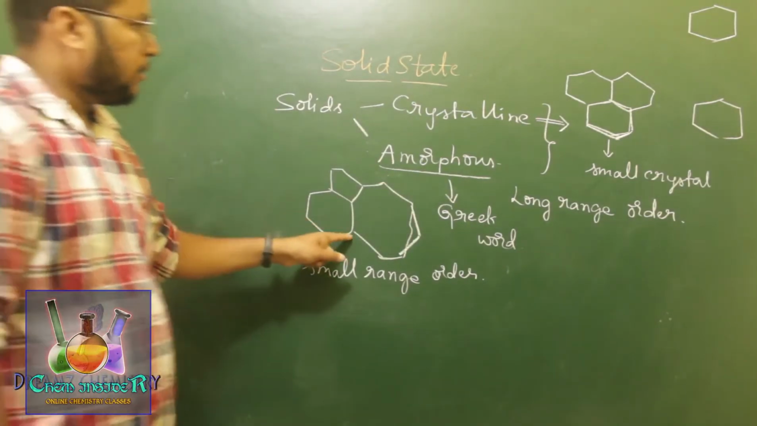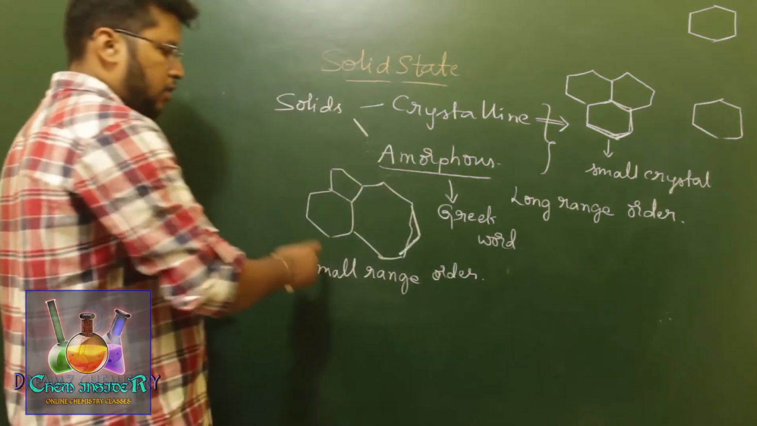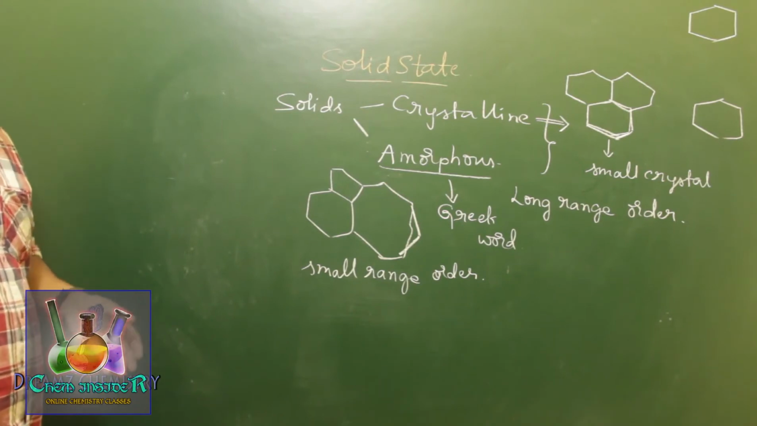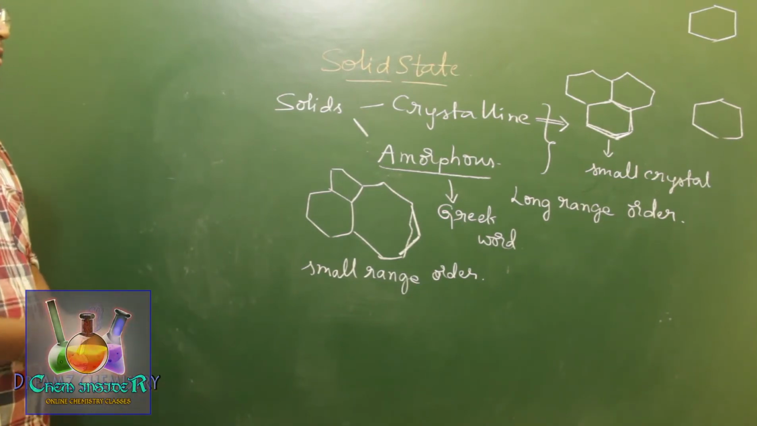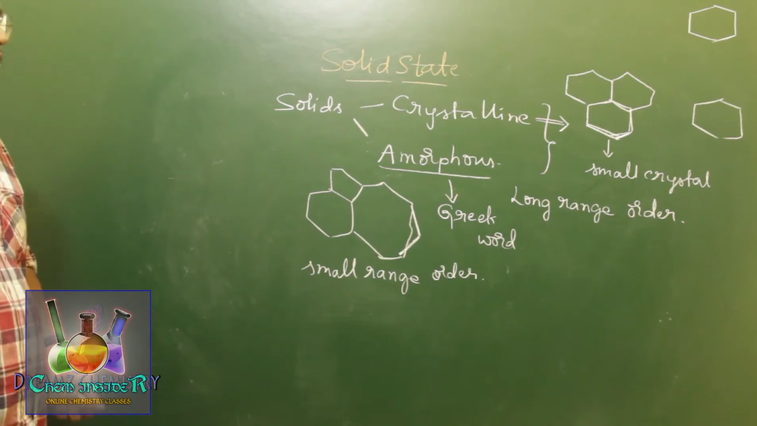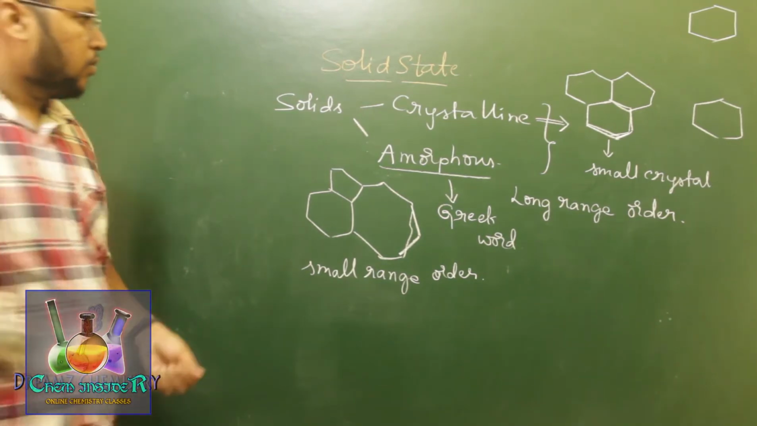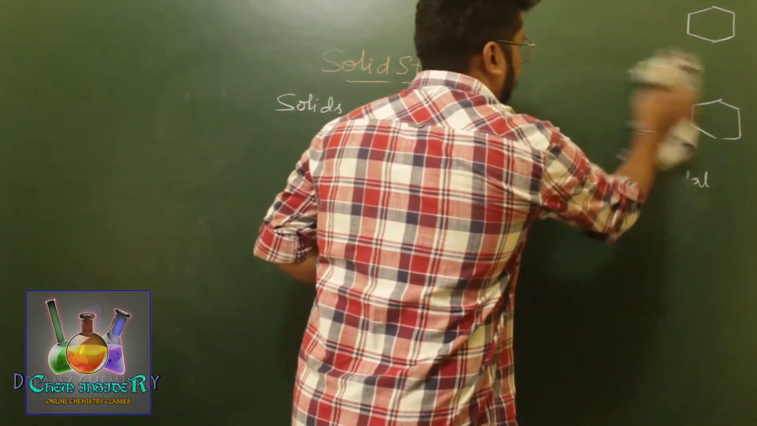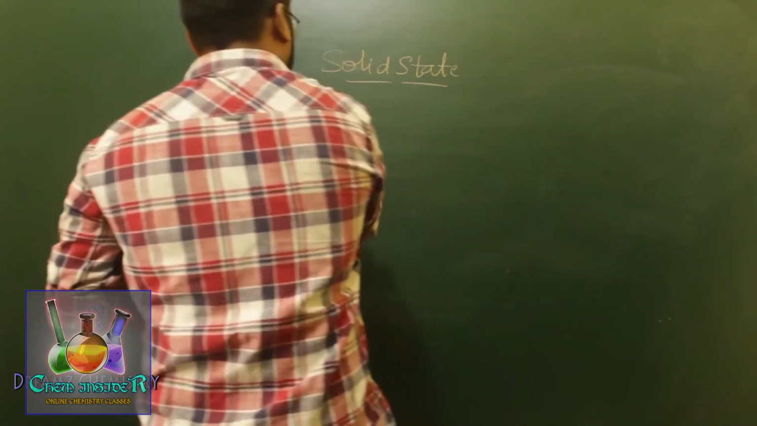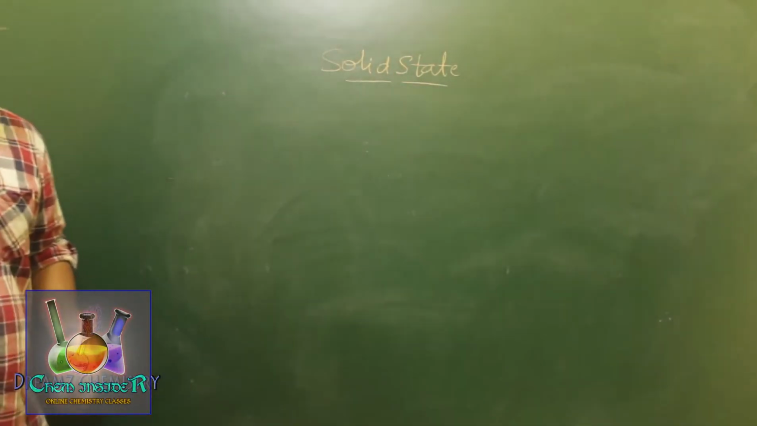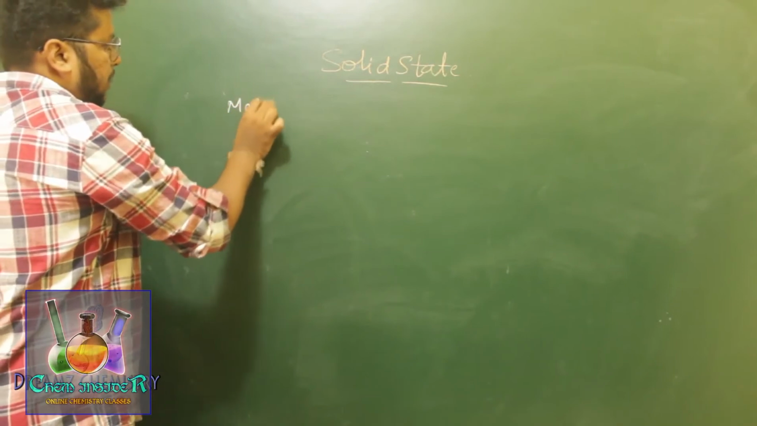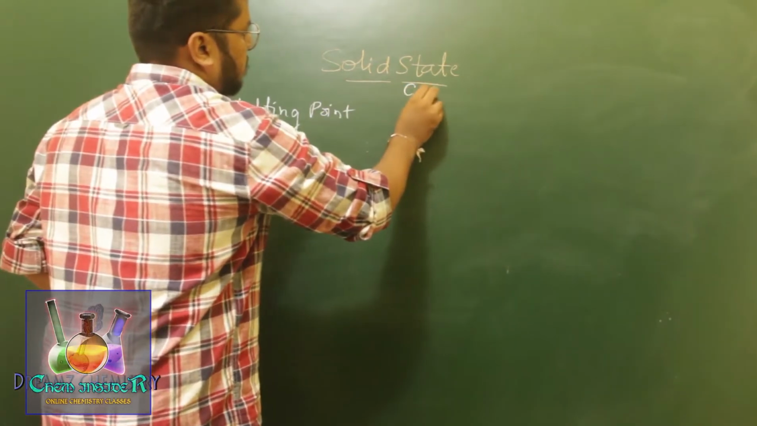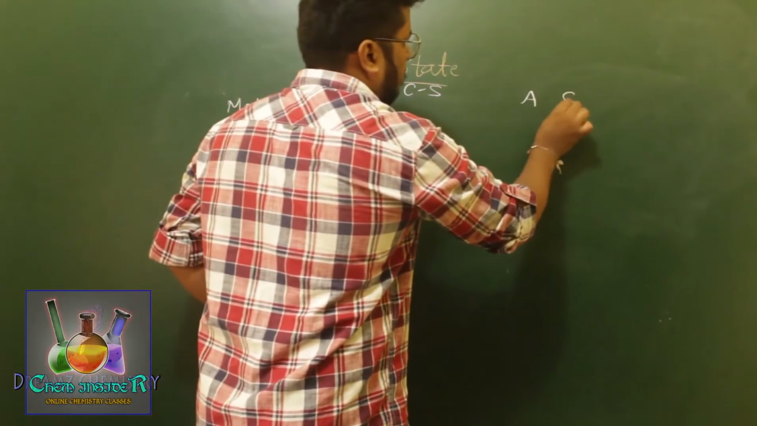So depending upon the long range order and the short range order of crystalline and amorphous solids, their properties are explained. Which are the properties which explain the differences between these two? We'll go one by one. The first one is melting point. So this is for crystalline solid and this is for amorphous solid.